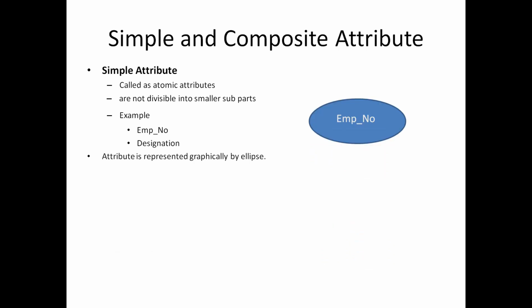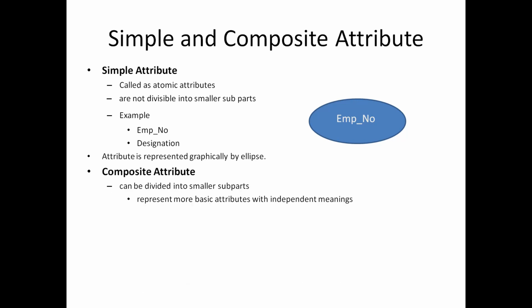An attribute is represented graphically by an ellipse. If you see, I have an ellipse there and I'm saying employee underscore number, that's an attribute of my employee entity. And if you look at what a composite attribute is, it's a little different from a simple attribute. It can be divided into smaller subparts, meaning more basic attributes with independent meaning.